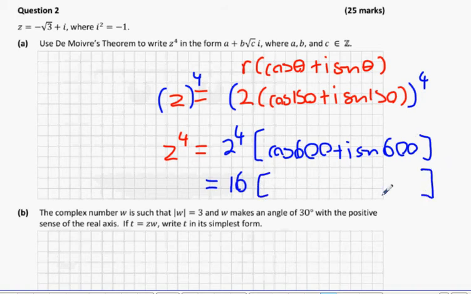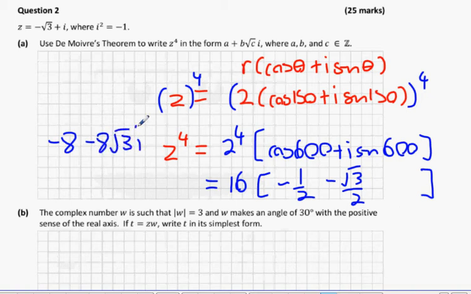Cos is minus a half, is it? And the other one? I think it'd be minus root 3 over 2. Yeah. Multiply that by 16 and what do we get? Minus 8. Yeah. Now that's not bad for part A, no? Standard. Yeah. Now next one.